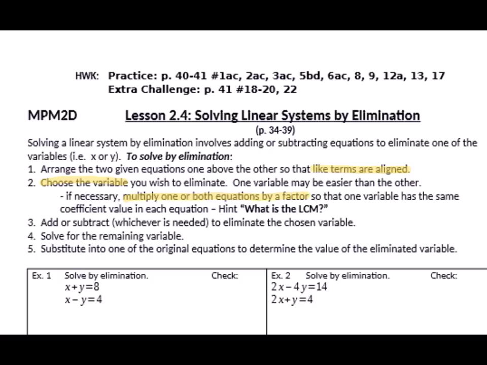Now, if there's a problem where we have our variables the same, but the coefficients in front of those two numbers are different, then we need to multiply one or both of those two equations by a factor. And that's why I kind of say, well, what is the LCM? And what we're going to do is either add or subtract the two equations. And then what we do is we back substitute our first solution back into one of our other equations and then calculate our checks.